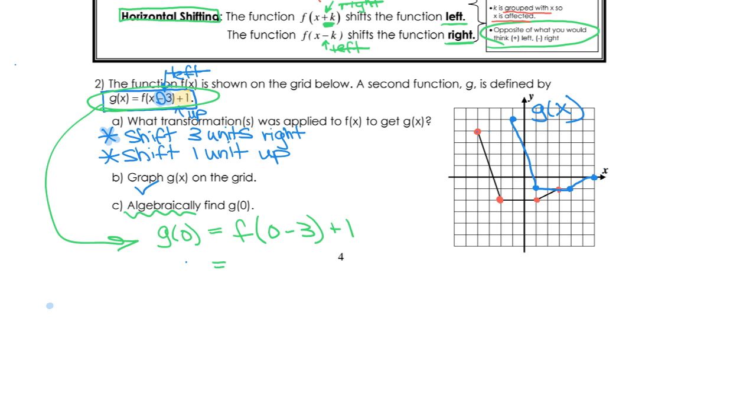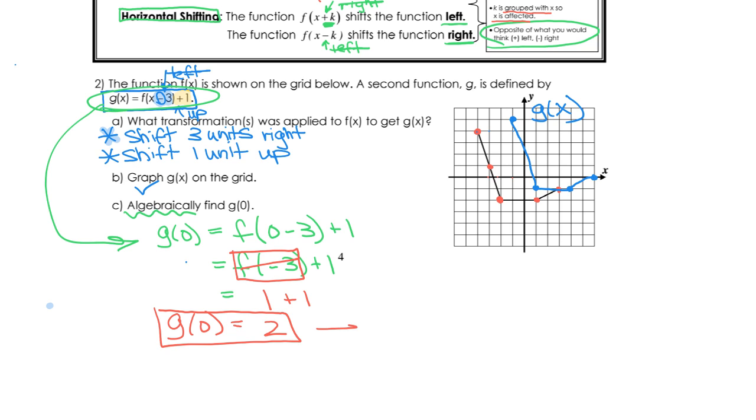Okay? And now we're going to clean it up. 0 minus 3 is negative 3. And then plus 1. Okay? Now, f of negative 3, we're going to go to our graph. And f of negative 3, 1, 2, 3. In order to hit the graph, we would have to go up 1 to this point right here. And since we went up 1, we're going to say that f of negative 3 is equal to 1. And then this plus 1 is going to fall down, and 1 plus 1 is equal to 2. So we're going to say g of 0 equals 2.